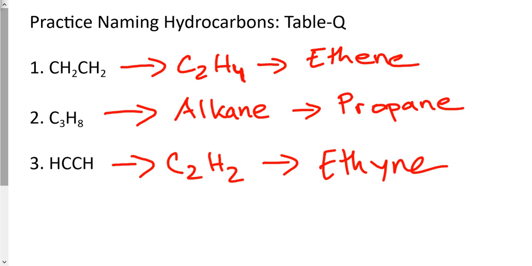So the first one is ethene. The second one is different than the examples that we have done before. It's propane because we have more than double the amount of hydrogens compared to carbon. And the prefix was prop because we have 3 carbons. And then the third one is something that we did in our previous slide, which is ethyne.